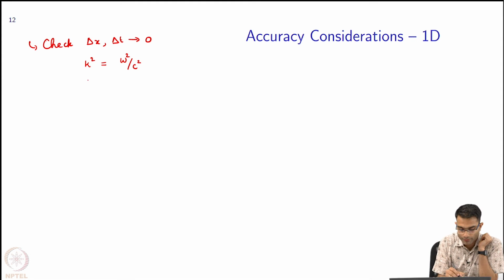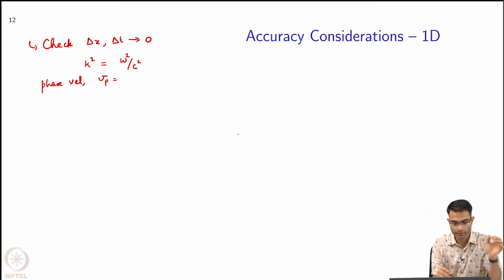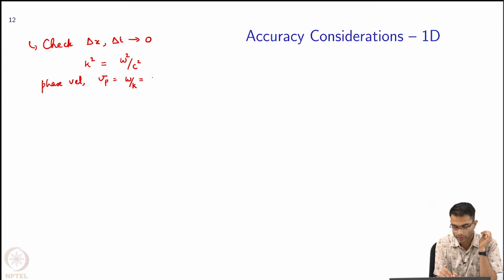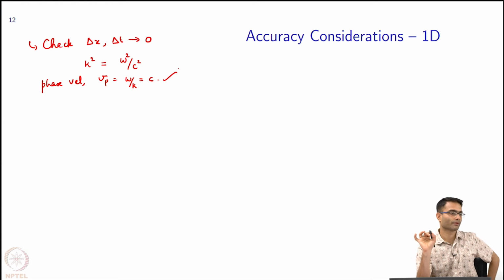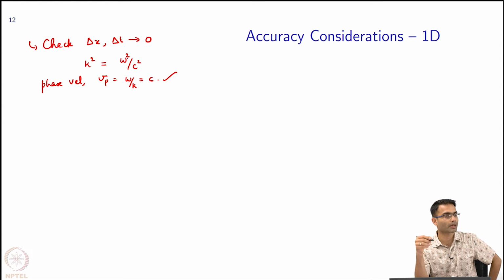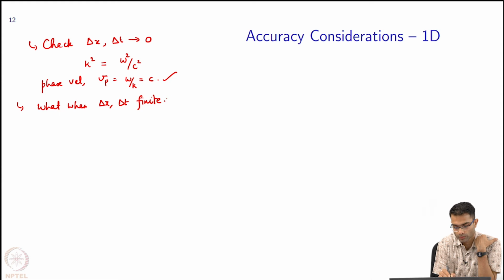Okay. And our phase velocity, v phase, what was the phase velocity we had derived? Omega by k. So, omega by k is equal to c. So, in the limit everything is well behaved, because this is giving me the ratio omega by k equal to c. So, life is good, this is what we expect. Now, the question is, what happens when delta x and delta t are finite?